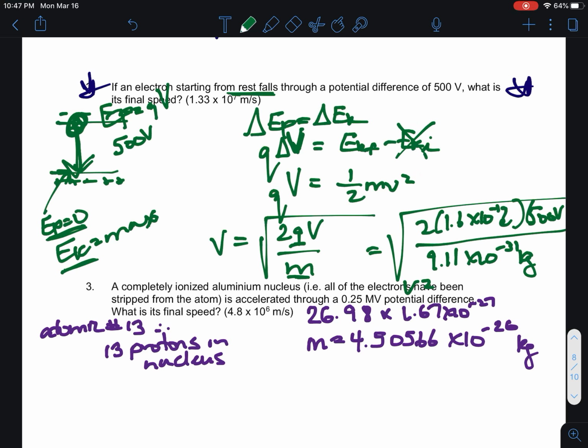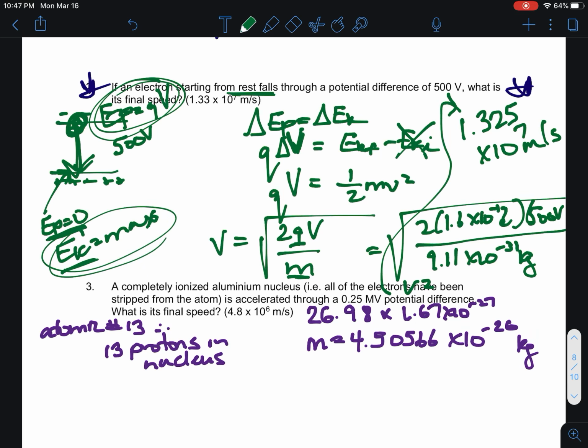And I get 1.3252591, blah, blah, blah. I'm going to just write it up here. So I got 1.325 times 10 to the 7 meters per second. So as it lost all of that potential energy, it gained kinetic energy, and it'll hit the other plate going very close to the speed of light. So 1.325 times 10 to the 7 meters per second.